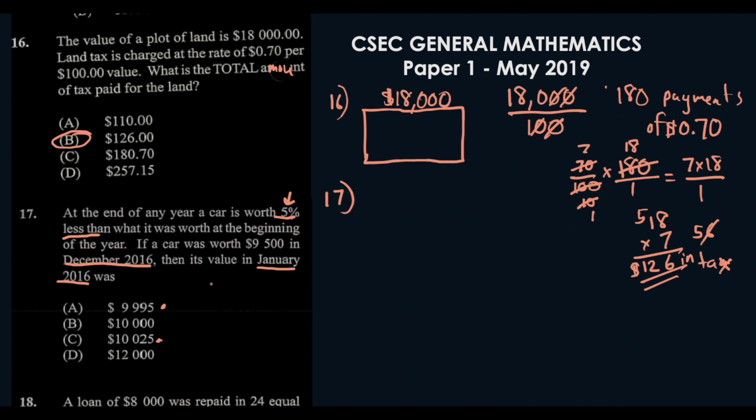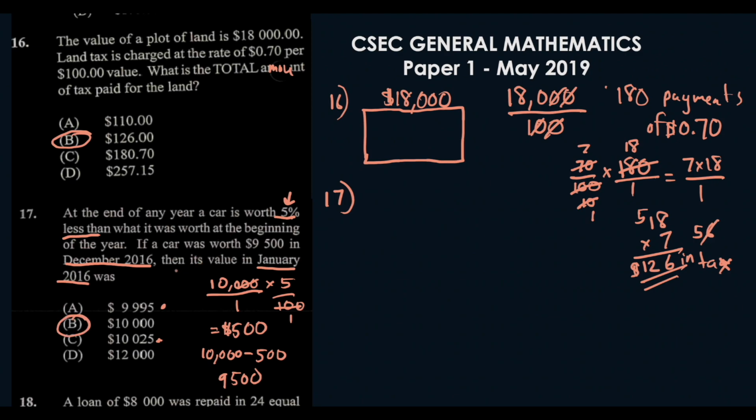So let's try 10,000. So let's find 5% of 10,000, which would be 10,000 times 5 over 100. So if I work that out now, 100 could go into itself once, and then 100 into this goes 100 times. So then we'll be left with 100 times 5, which is $500. So now we have to subtract 10,000 by 500. So 10,000 take away 500 would be 9,500. So we know that this is the answer.